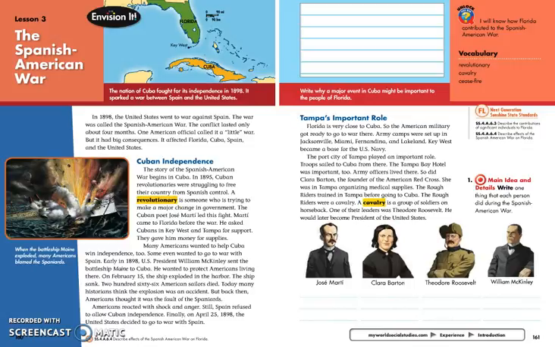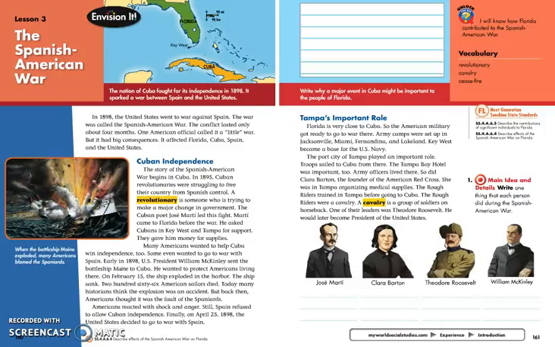Alrighty, welcome to Chapter 5, Lesson 3, The Spanish-American War. Alright, so the year is 1898. The United States went to war against Spain. The war was called the Spanish-American War. The conflict lasted only about 4 months.